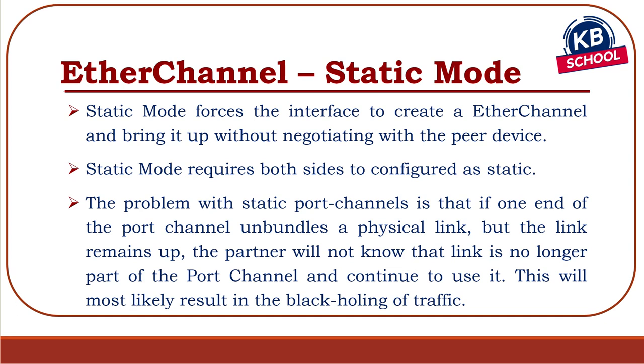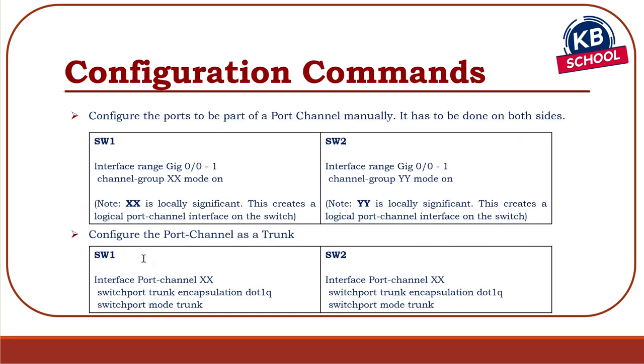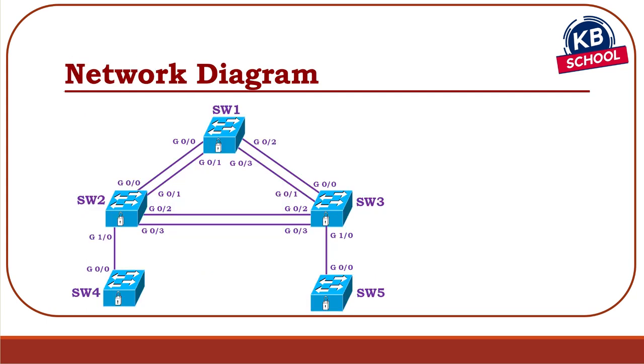So how do I configure it? In order to configure a static port channel, you go in and specify the two interfaces, three, four, whatever number you want to bundle together. In my case, let's take a look at the topology. It's the same topology from the previous video. I want to connect switch 1 and switch 2 in a port channel. The two ports that I want to bundle are gig 0/0 and gig 0/1, which connect to gig 0/0 and gig 0/1 on switch 2.